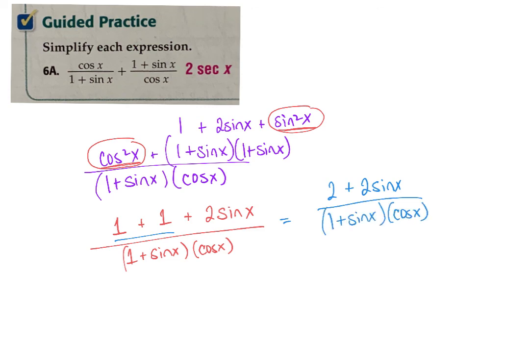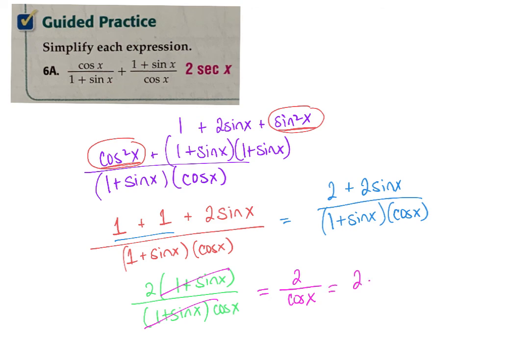What can I do in the numerator? What can I factor out there? A 2. So I can say 2 times 1 plus sine of x in the numerator, and then 1 plus sine of x, cosine of x in the denominator. What can cancel? 1 plus sine of x. So I end up with 2 over cosine of x. I'm going to write it this way: 2 times 1 over cosine of x. What's 1 over cosine of x? Secant. 2 secant of x.